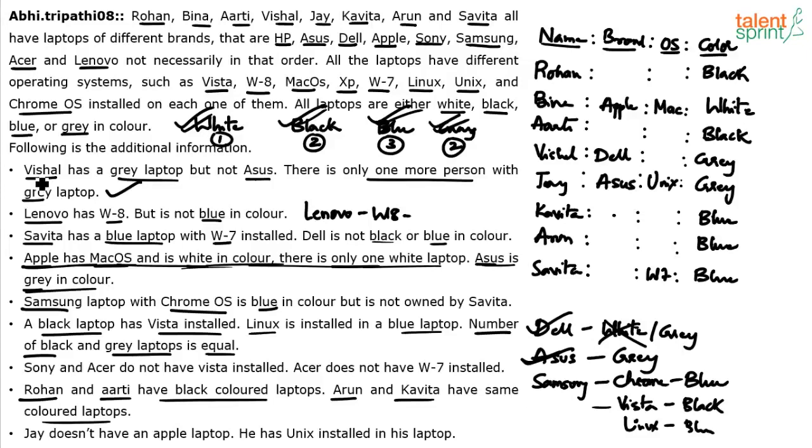What else do we know? I'm just going for the second reading now. Vishal has gray laptop is done, but not Asus is done. There's only one more person with gray. So this point is fully used. Lenovo has W8, but it is not blue in color. See, Lenovo has W8, but it is not blue in color. It can't be blue. It can't be white. It can't be gray also.